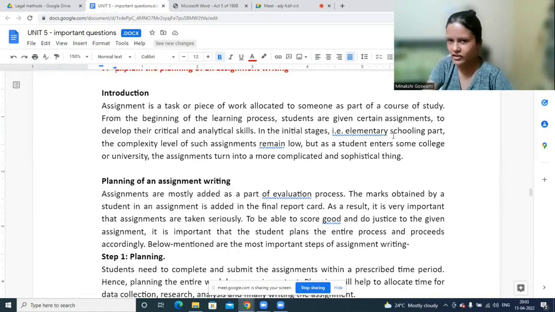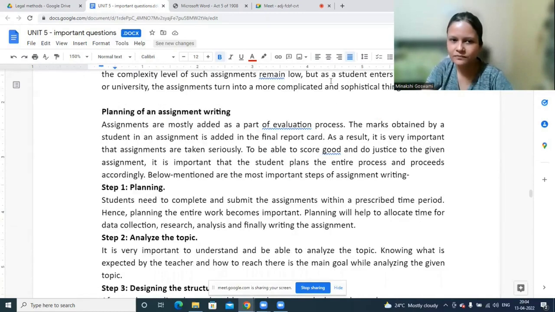In the initial stages, that is in elementary school, the complexity would remain low. As we progress to college and then university, the complexity level would also increase, and the skills it wants to develop would be more specific, right? It wants to develop critical or analytical skills, and your research abilities. All these things vary depending on the stage of the person to whom the assignment is given.